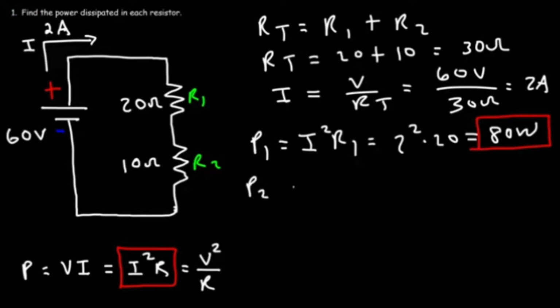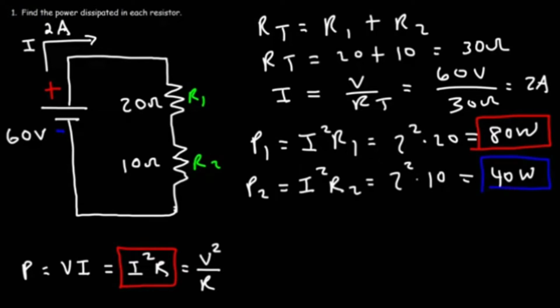To calculate the power dissipated by the second resistor, it's going to be the square of the current times R2. So it's 2 squared times 10. So that's 4 times 10. That means that the second resistor is dissipating 40 watts.